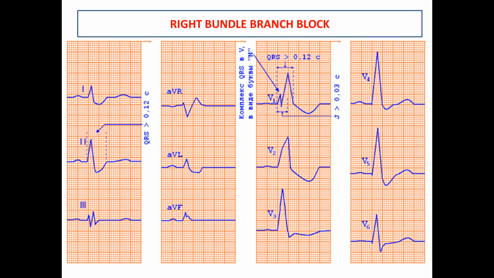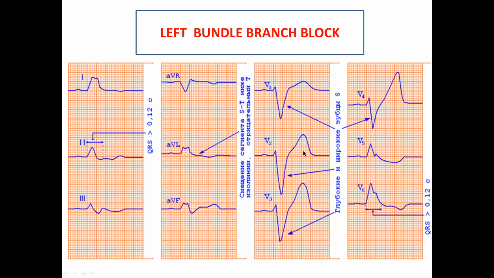And on this picture you see right bundle branch blockage, you see M shape on the V1, and complete left bundle branch blockage, you see elongation of QRS complex, and also deep S on the right side. And this prolongation of QRS complex, of course, more than 0.12.